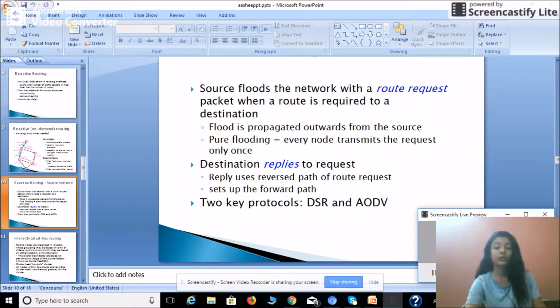The two key protocols of this type are DSR and AODV. DSR means Dynamic Source Routing and AODV means Ad hoc On-demand Distance Vector.